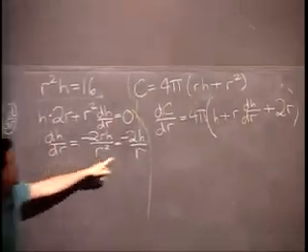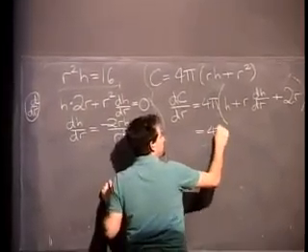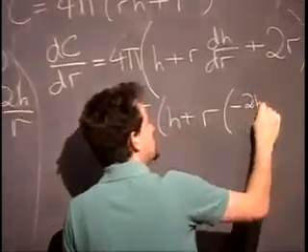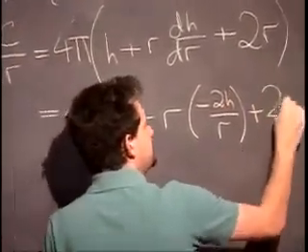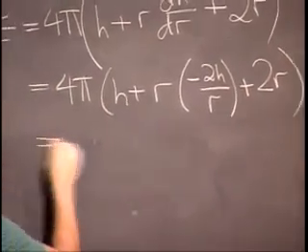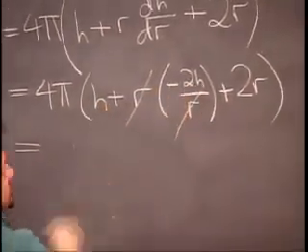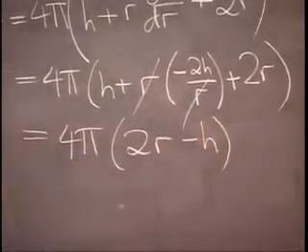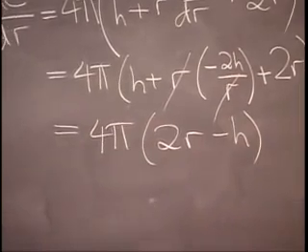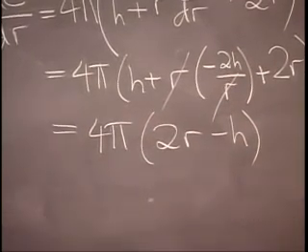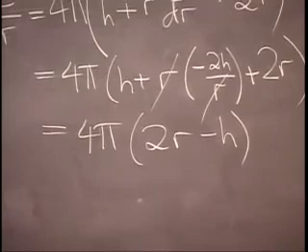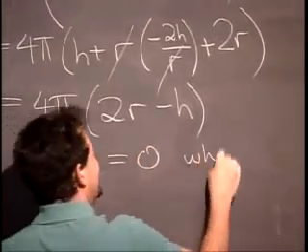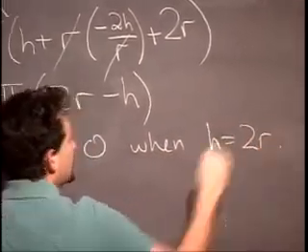Maybe that's easier. If we do this, we get 4 pi times h plus r, and dh/dr is minus 2h over r, plus 2r. And if you work this out, the r's cancel, and you get h minus 2h. So you get 4 pi times 2r minus h. And that is another way of looking at the derivative, dC/dr. It just hasn't eliminated h anymore. It's 4 pi times 2r minus h. And this equals 0 when h equals 2r. So we have our critical point.